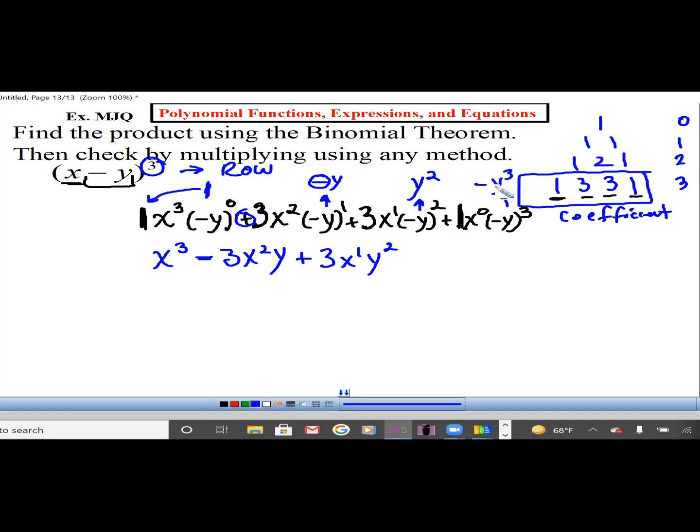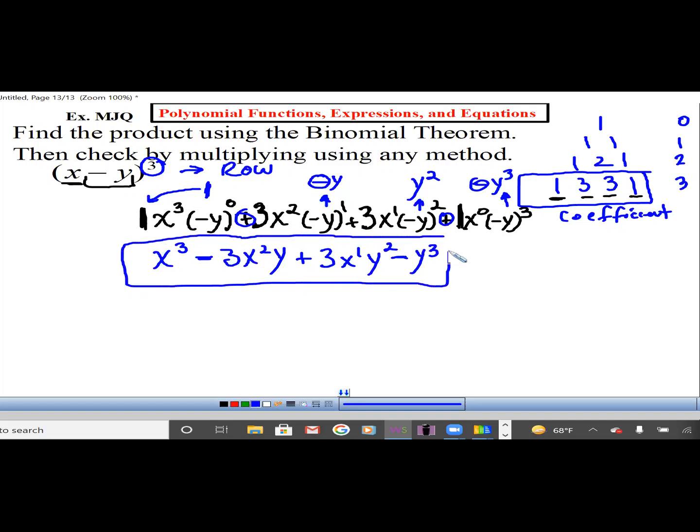All right. So therefore, negative times a positive is a negative. What is x to the 0? x to the 0 is 1. 1 times 1 is 1 times y cubed is y cubed. And this is our product. Copy that, please.